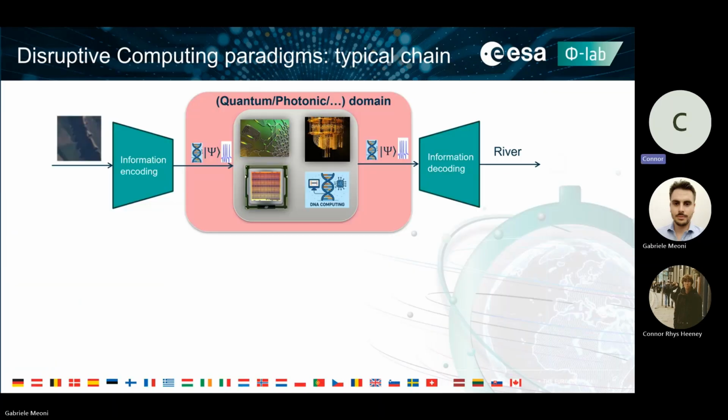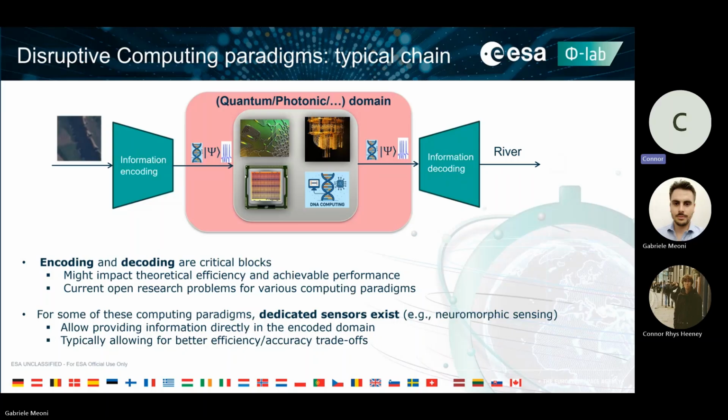Of course, this is just a schematic and there might be different ways, but the standard way to use a disruptive computing paradigm is this way. You have your Earth observation data, or whatever data, and you need a way to encode the information in your quantum, photonic, neuromorphic, whatever domain. So for instance, you pass from this to DNA, or you pass from this to spikes for neuromorphic computing.